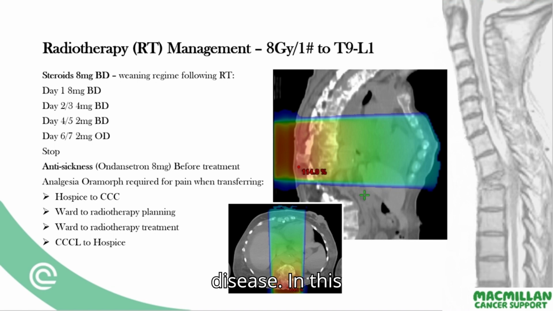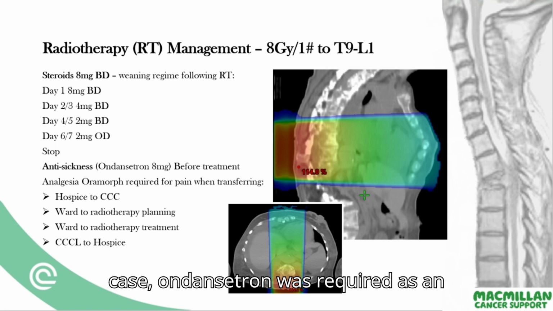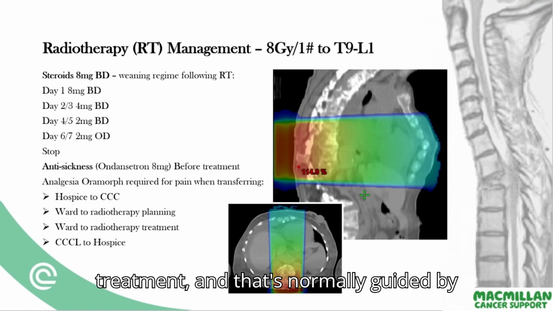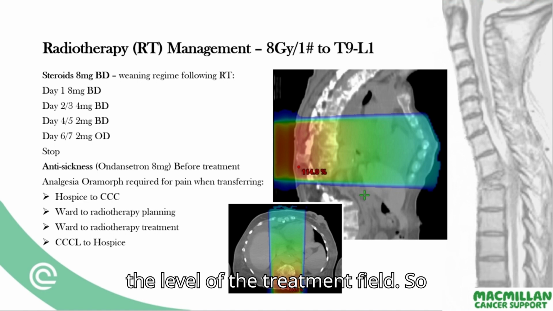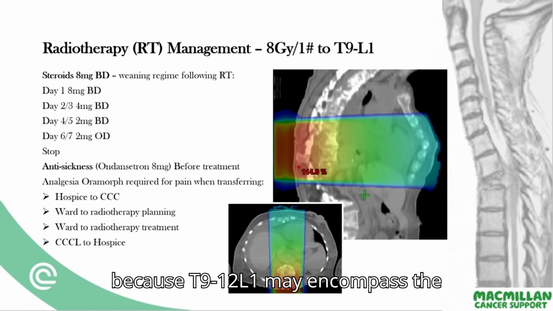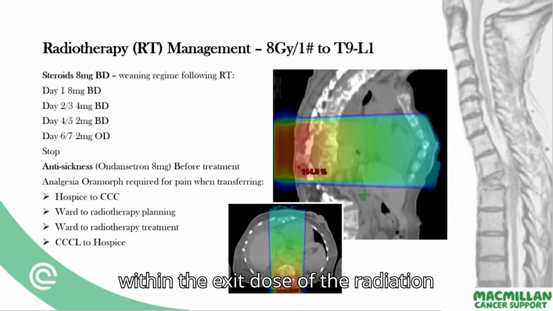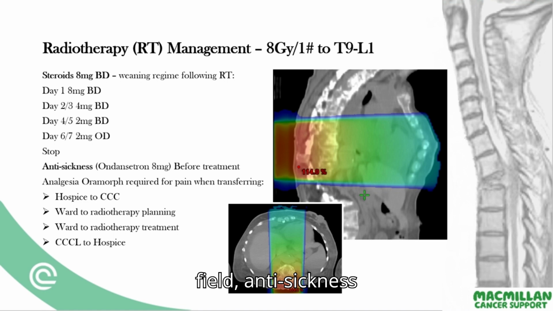extent of their disease. In this case, ondansetron was required as an anti-sickness medication before treatment, and that's normally guided by the level of the treatment field. So because T9 to L1 may encompass the stomach and some of the small bowels within the exit dose of the radiation field, anti-sickness is generally advised.